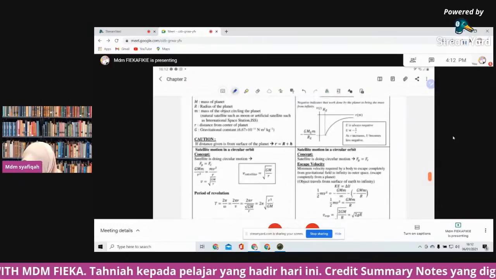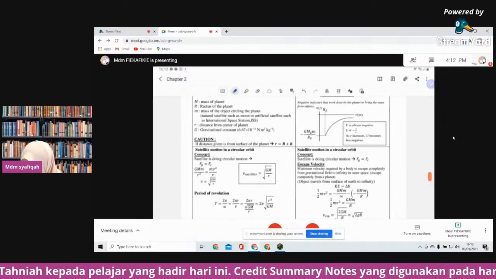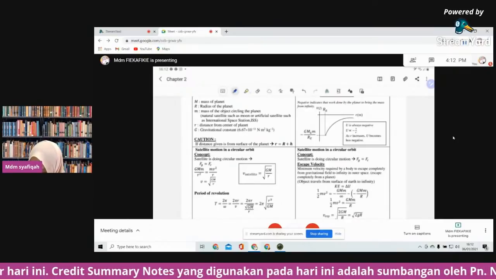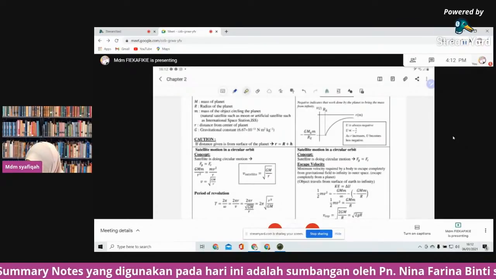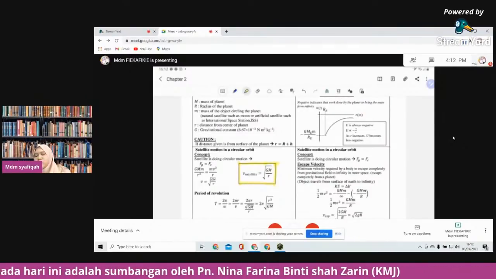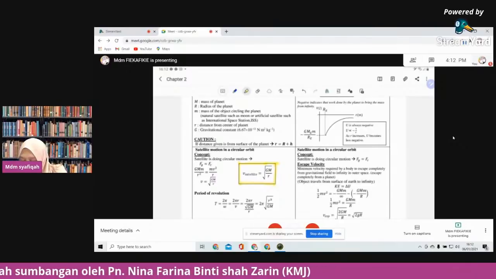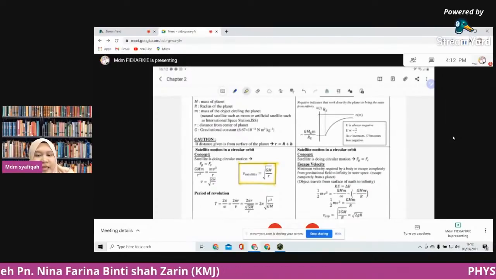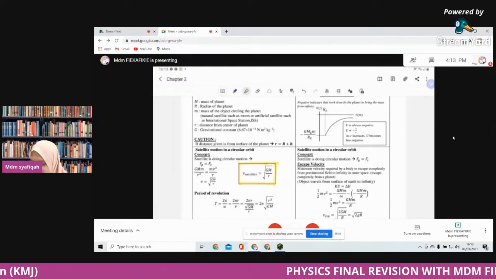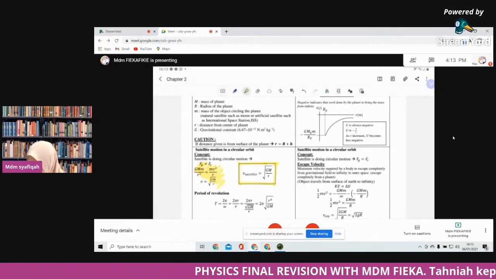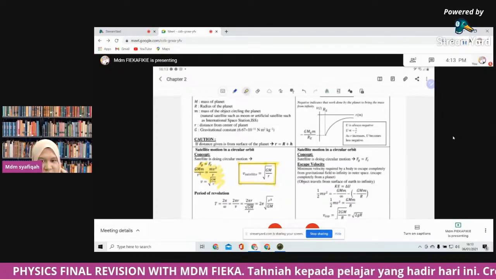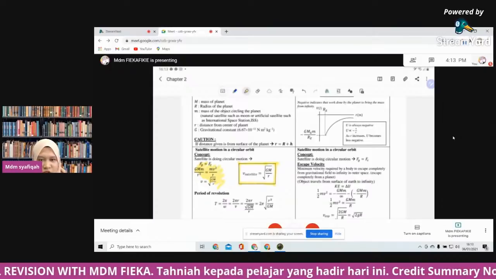Okay. Apa lagi? Okay. Ini semua formula saja kan. Okay, this is the formula. Okay. Satellite motion in a circular orbit. So how to calculate what is the velocity of the satellite. So after derivation, saya tak tunjuk derivation ni. Okay. And then what is the time taken for the satellite to complete one revolution?